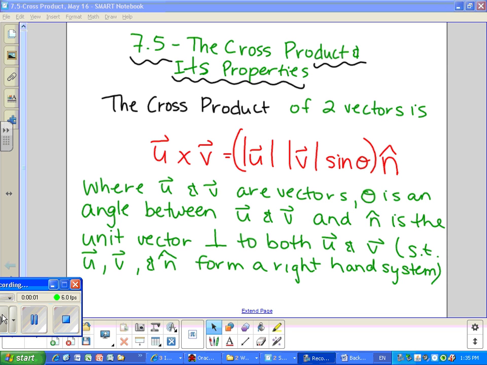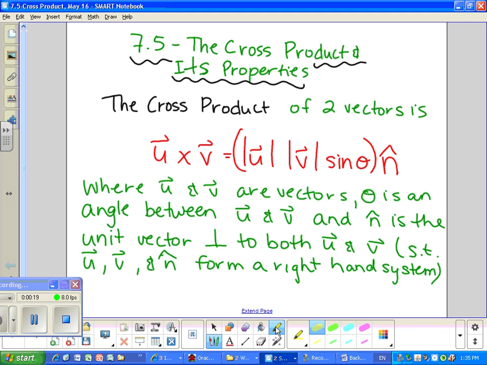Okay, so we are doing 7.5. This is the cross product. Previously, we looked at dot product, and that gave you a scalar. Now with cross product, you are getting a vector. So if you don't end up with a vector, there's a problem somewhere.